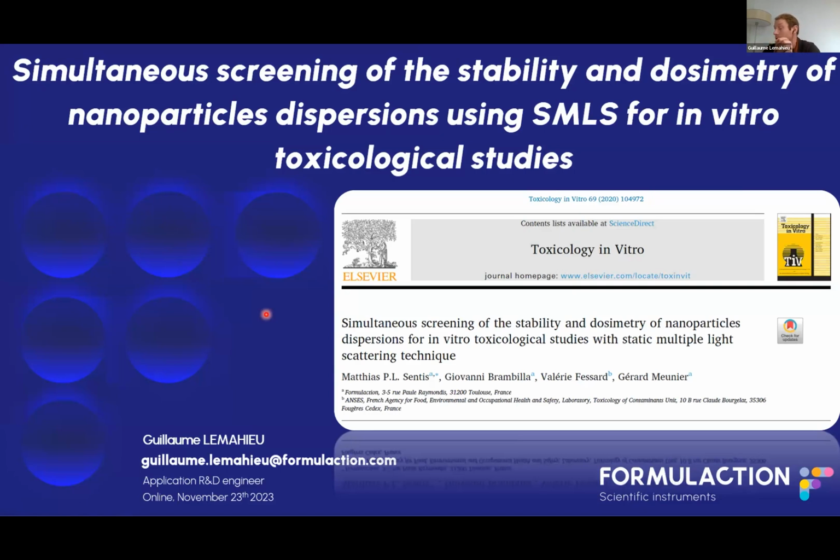Based on our technology, static multiple light scattering, to detect simultaneously and screen the stability and also the dosimetry of nanoparticle dispersions for further toxicological studies. Unfortunately, it's not based on graphene particles, I would say more on titanium dioxide, but all the methodology and the protocol used is also compatible with the study of graphene oxide and also conventional graphene.